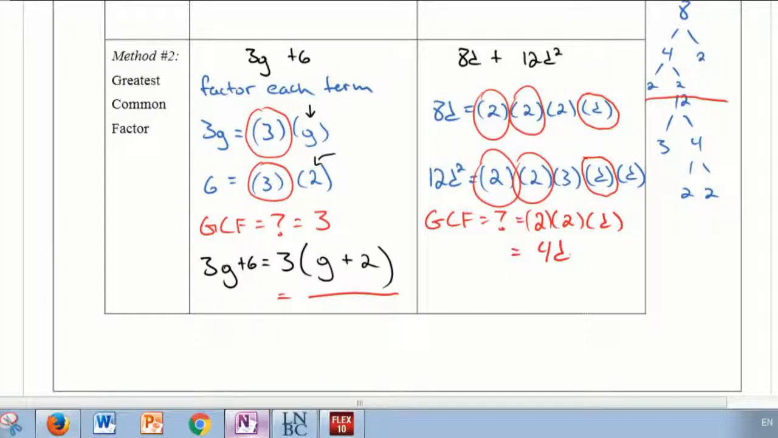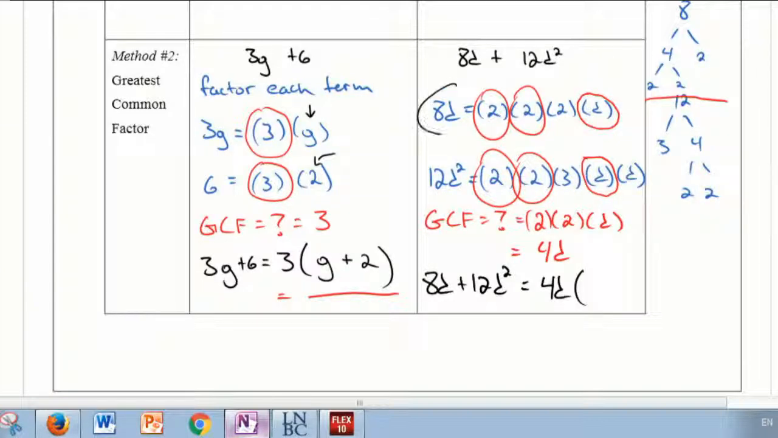That is the greatest common factor. Both of those terms have a 4d in them. That's the biggest thing that goes into both. This is maybe where it gets a little bit tricky, so I'm just going to rewrite it. 8d plus 12d squared equals, what was my greatest common factor? Well, that was 4d.